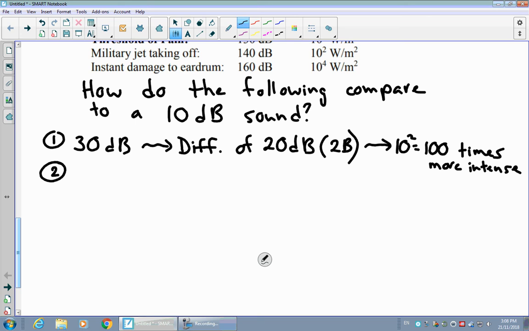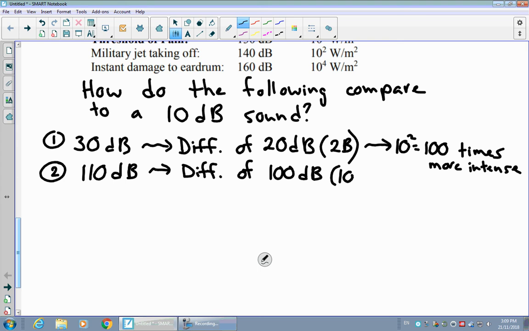Another example, what about if I had 110 decibels? So a very loud sound now. Well, comparing that back to 10 decibels, now it's a difference of 100 decibels. Or in other words, remember, that's 10 bells. So every time we went up by 1 bell, we increased the power of 10 by 1. So this is 10 to the power of 10, which actually equals 10 billion times more intense.